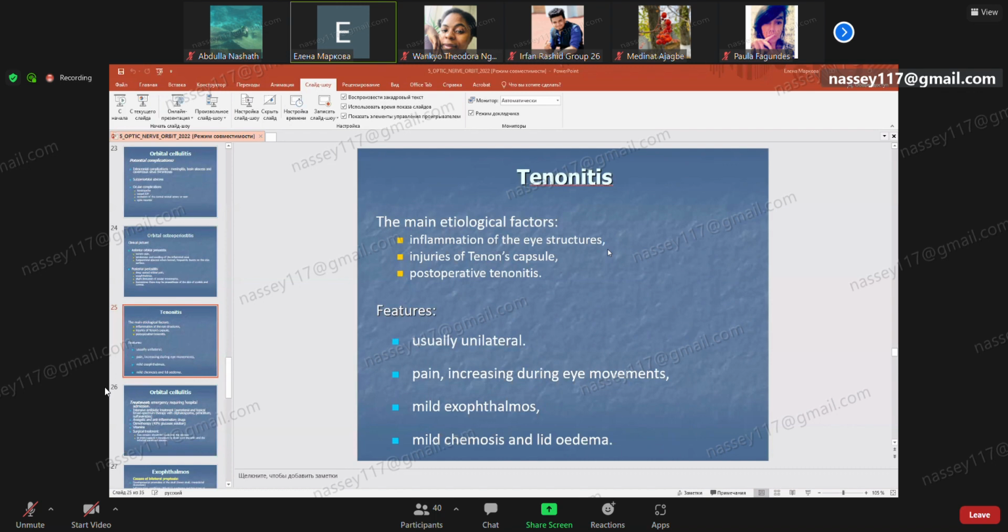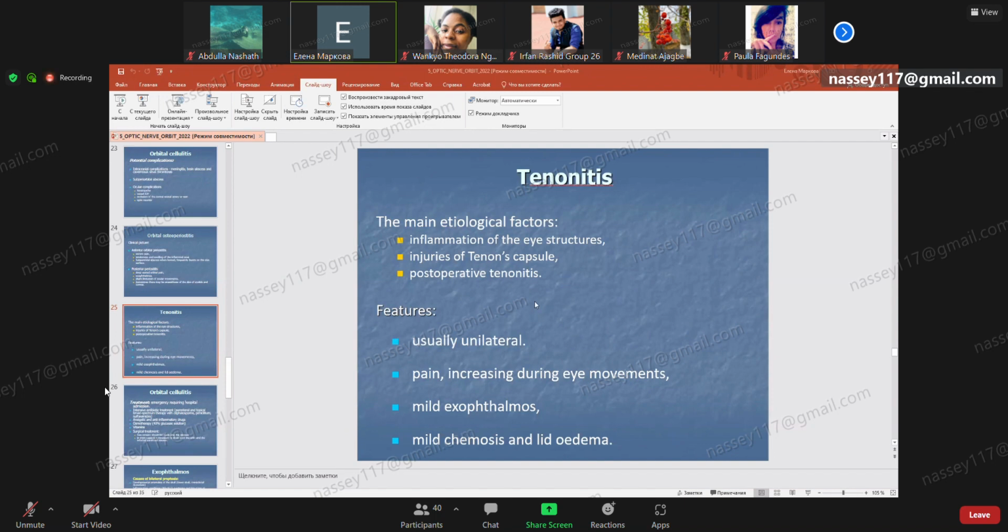Tendonitis. Tendonitis is the inflammation of the tendon's capsule, usually unilateral. It is characterized by pain increasing during eye movements, mild exophthalmos, and mild chemosis and lid edema. The main etiological factors are inflammation of the eye structures, injuries of the tendon's capsule, and postoperative tendonitis.